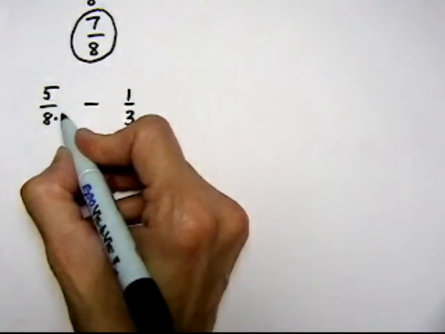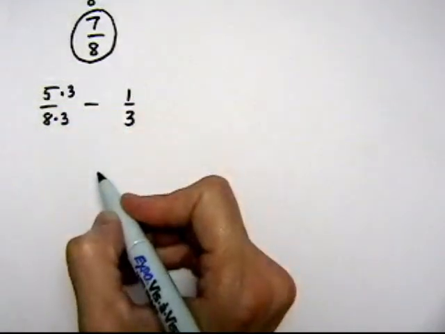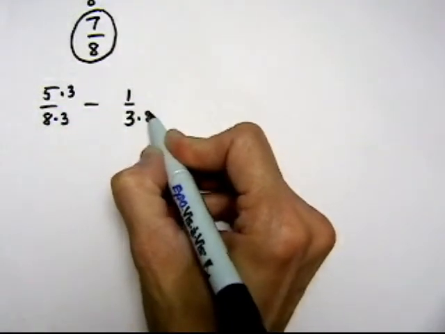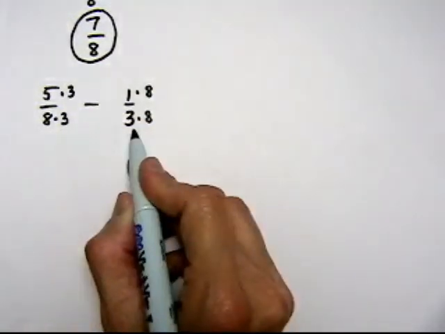So I'm going to do 8 times 3, balance it out on top with 5 times 3, and I'm going to do 3 times 8, balance it out on top with times 8, and that'll give us 24.